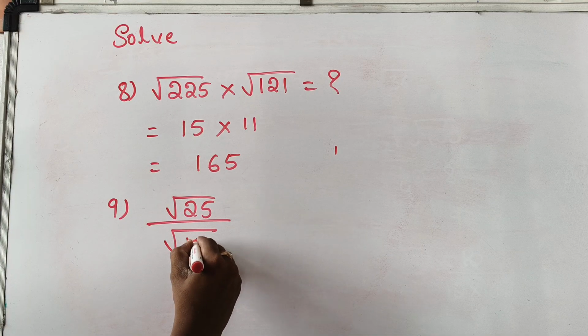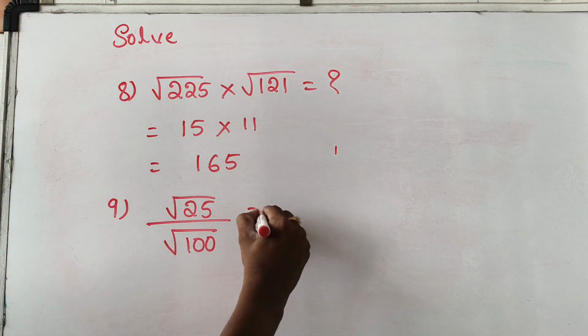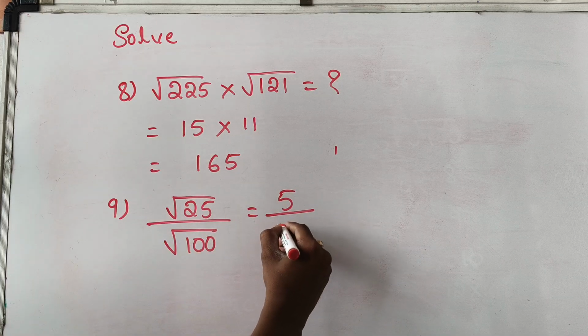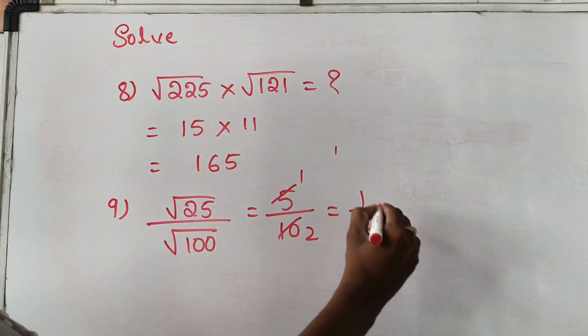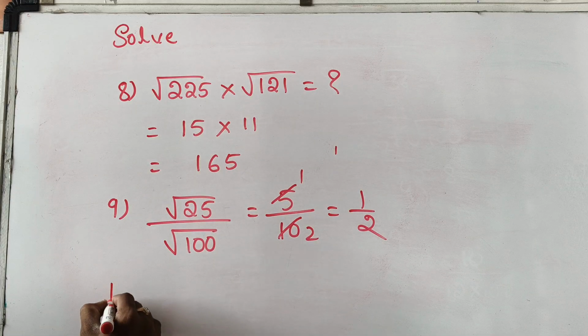The ninth one. Root 25 divided by root 100. What is root 25? 5. What is root 100? 10. 5 ones are 5, 5 twos are 10. The answer is 1 by 2.